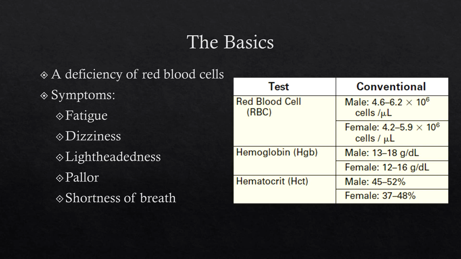General symptoms of anemia: early on you'll have some fatigue, dizziness, lightheadedness. These are pretty common. As it gets a little more serious, you'll start to see it in the skin in the form of pallor, and then even more serious from there, you'll actually start to get shortness of breath because of that decreased capability of carrying oxygen.